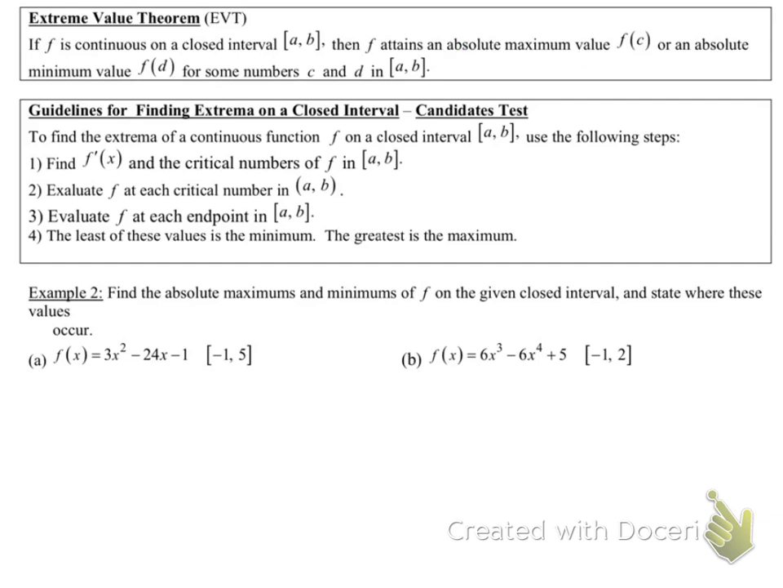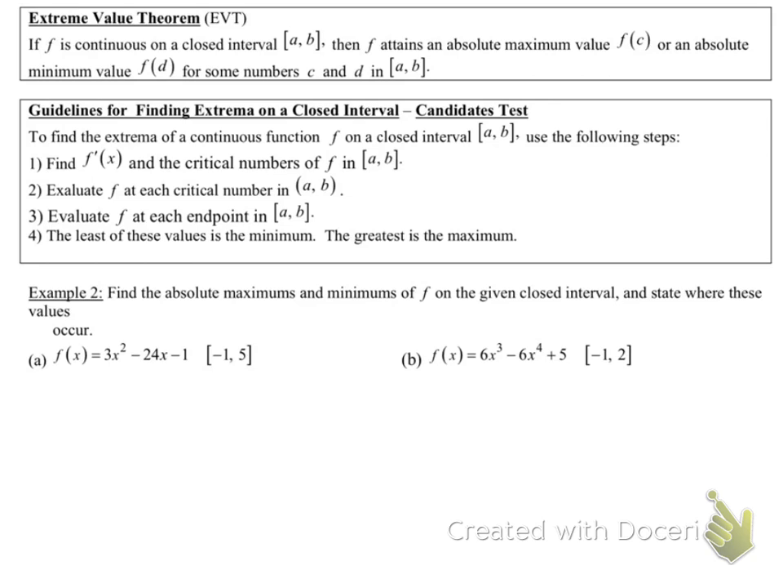We're going to look at our guidelines for finding extrema on a closed interval. To find the extrema of a continuous function f on a closed interval a to b, use the following steps. First, find your first derivative and the critical numbers in that interval. Then evaluate each critical number in the open interval. Then evaluate each endpoint. The least of these values is the minimum, the greatest is the maximum. This is referred to as the candidates test.